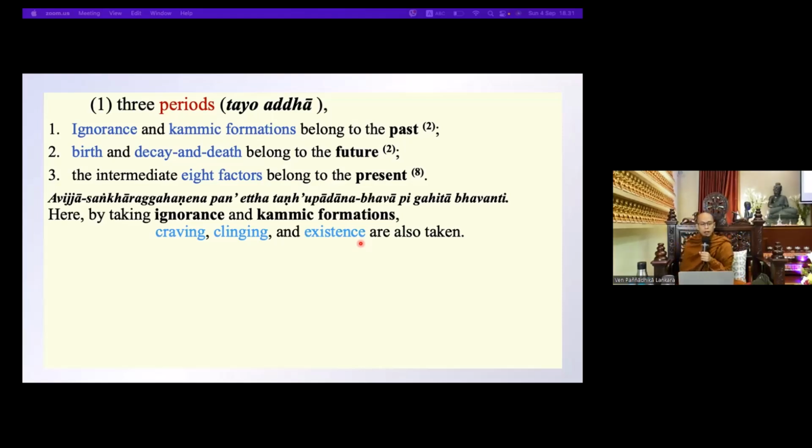Here, the Abhidhamma Sangha mentioned that if we count the ignorance and karmic formation, then the craving, clinging, and existence are also counted, so Tanha, Upadana, and Bhava, because they are closely connected. So ignorance, karmic formation, craving, clinging, and existence. Here, ignorance, craving, and clinging are the same in nature as akusala or defilements, and the karmic formation is closely connected to the existence, bhava.